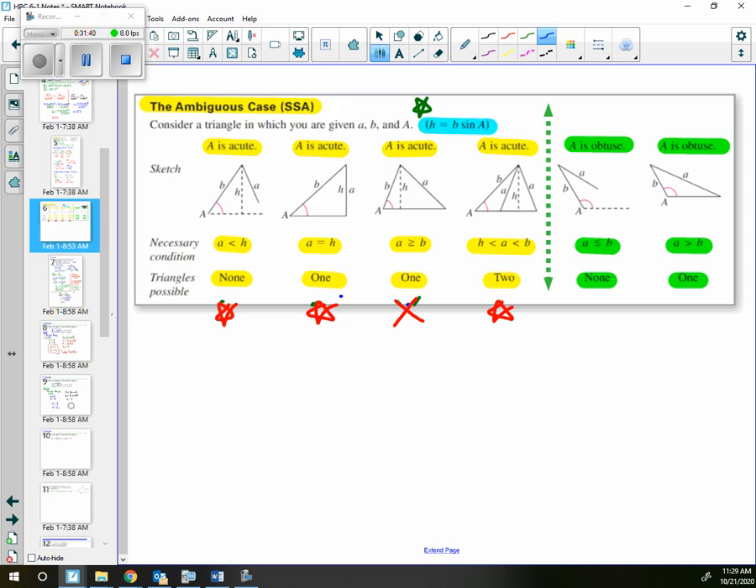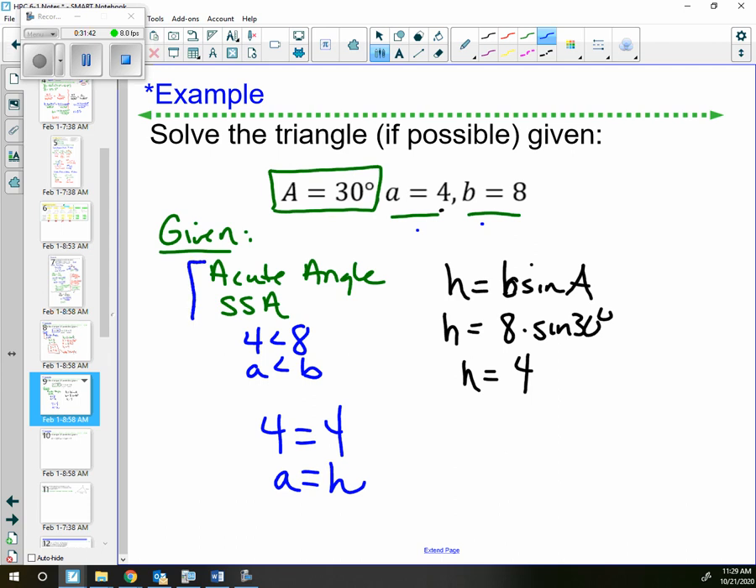It's a right triangle. So because I have an acute angle and it's side-side angle, and because I know the height is equal, that means it's going to be a one triangle situation. So we have one triangle.